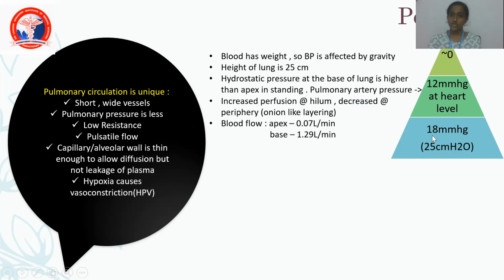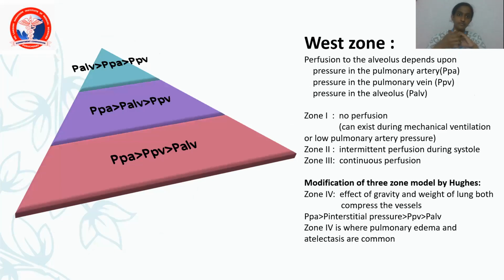Okay. So the blood flow at the apex of the lung will be only 0.07 liters per minute, whereas at the base it is 1.29 liters per minute. So which means perfusion is more at the base rather than the apex. It's more of a concept of gravity only.